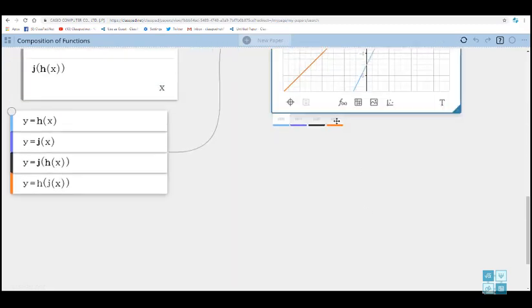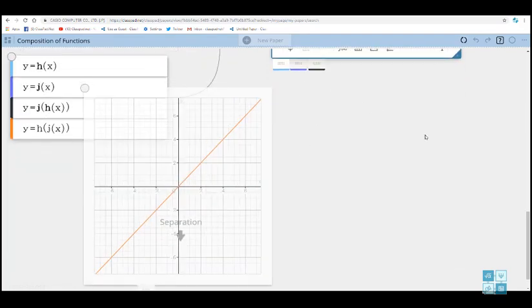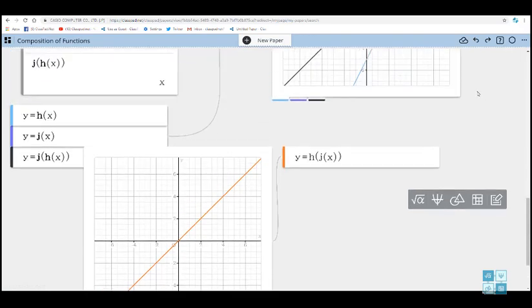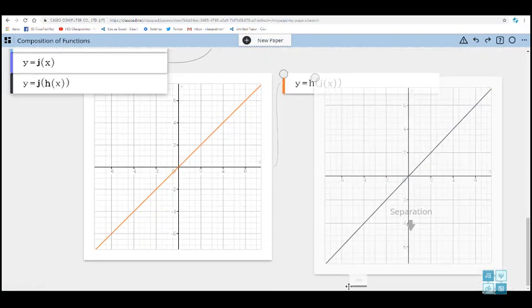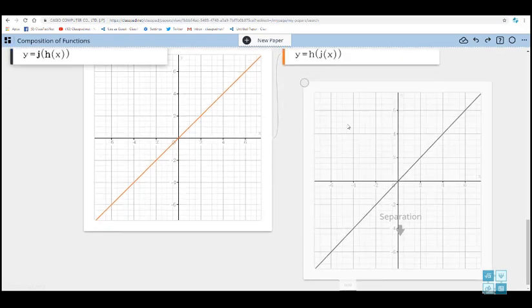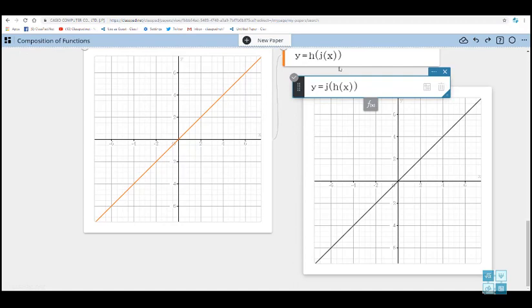Whoops, I accidentally added it back. Let's pull, there's the first one, and let's go back up here and pull out the second one and look at them side by side instead of on top of each other, since on top of each other they were kind of hiding. So notice what's happened here is I have this composition of function both ways, right? And I get the same graph. So that is showing me that these are the identity function. They are inverse functions to each other.